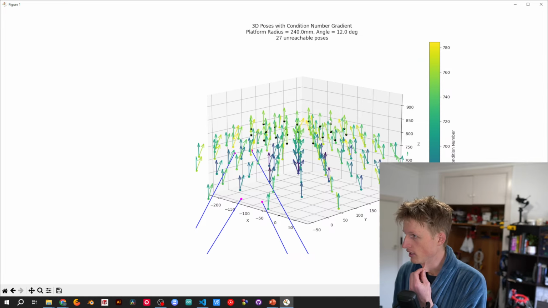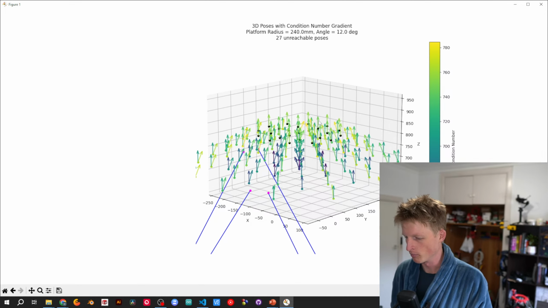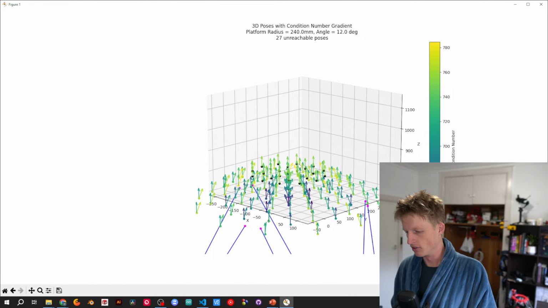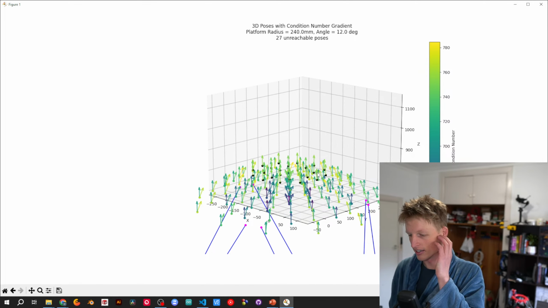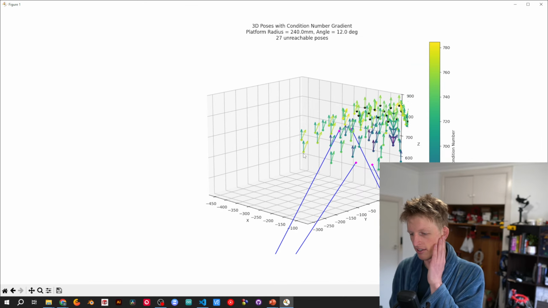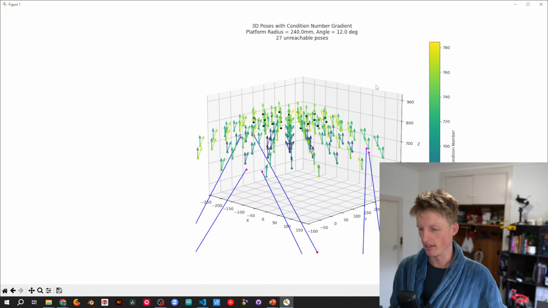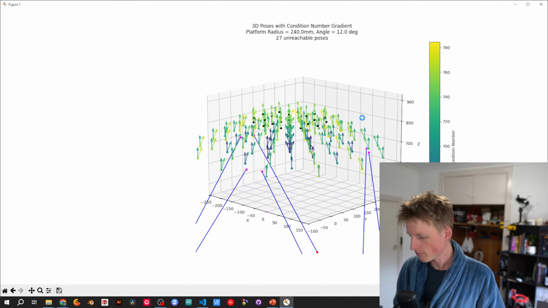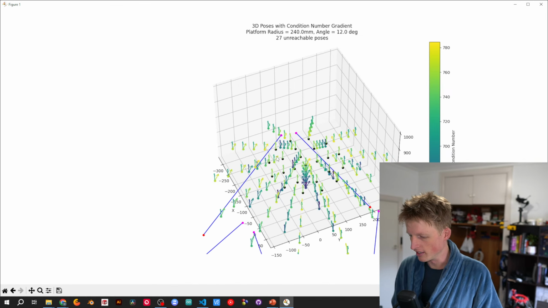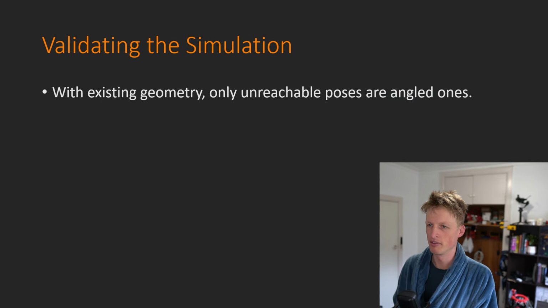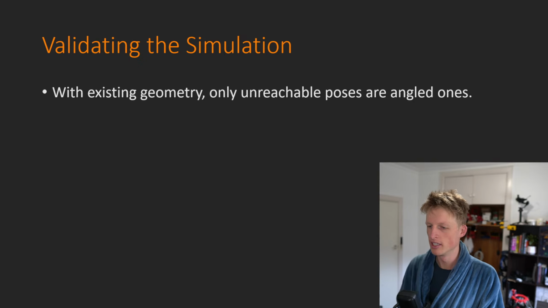I guess it's probably worth talking now about what this is actually showing. So the arrows here are all of the different poses, and they are colored according to the condition number that the platform has at that pose, where a higher condition number is bad. We want as low a condition number as possible. And as we move this around, it's kind of hard to tell right now because there's not enough points, but let me run that again with more points. You can see some interesting patterns coming up with where the condition number is really high and where it's really low.